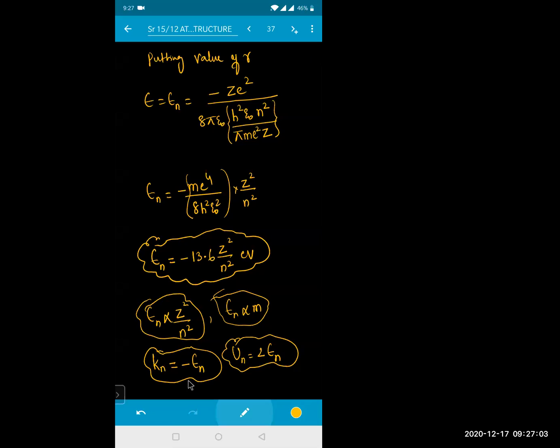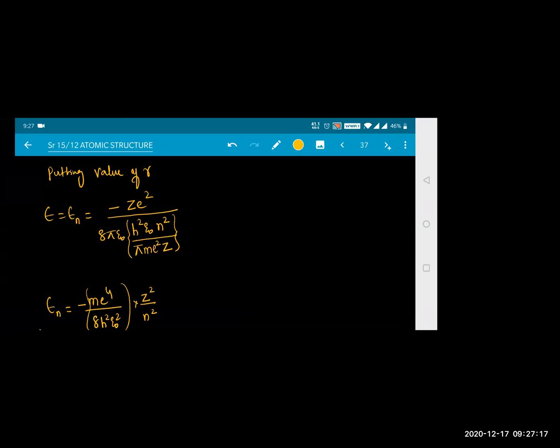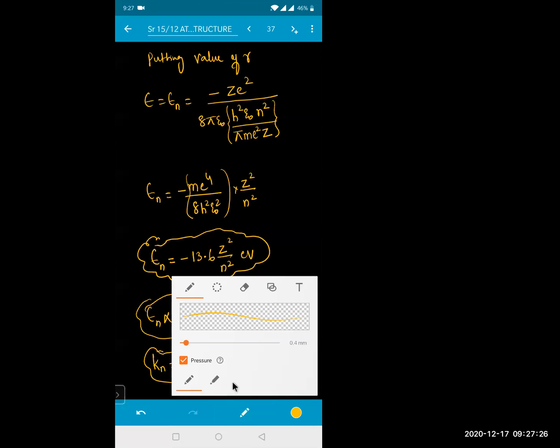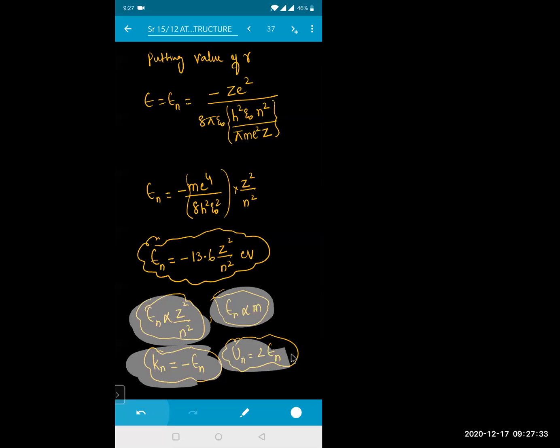En means total energy of the electron in the nth orbit. Total energy is negative, meaning the electron is bonded to the nucleus. Clear? So what is the energy of your nth orbit? Energy of the nth orbit is this one, and directly proportional to mass. This one is En and this one is your Un. Very important relations.